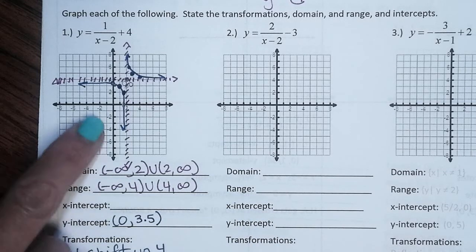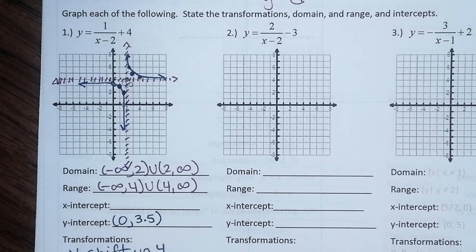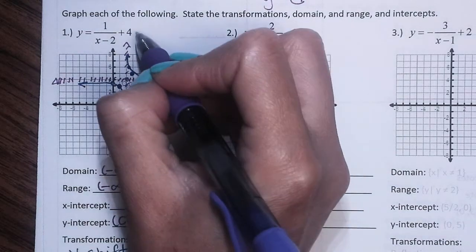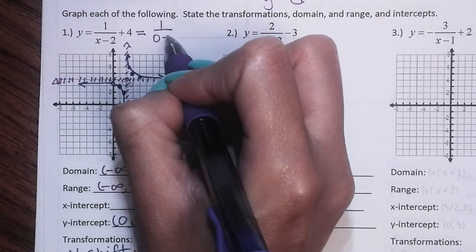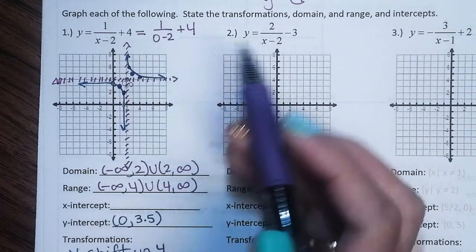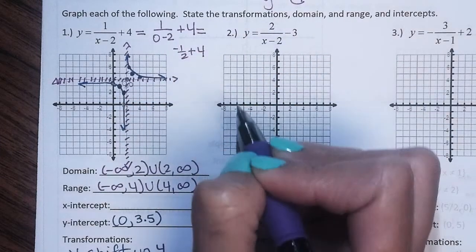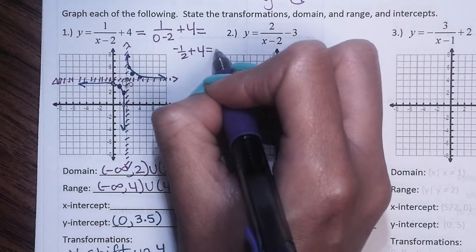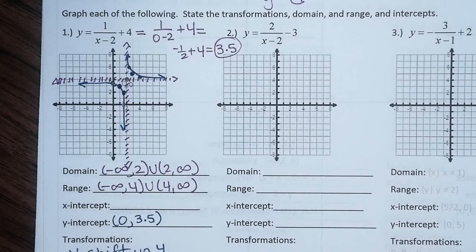If you can't tell what the y-intercept is straight from looking at the graph, like if it's not one of the points, we can still find that y-intercept by plugging in 0 for x. So if you put 1 over 0 minus 2, plus 4, this is just negative 1/2 plus 4. So it is positive 3.5. So that's what I put here. You can put 7/2 if you want to as a fraction. So that would be my y-intercept. You find it by plugging in 0 for x.